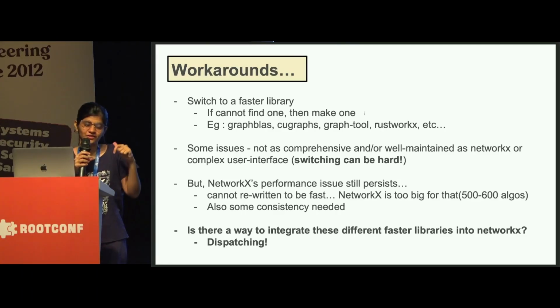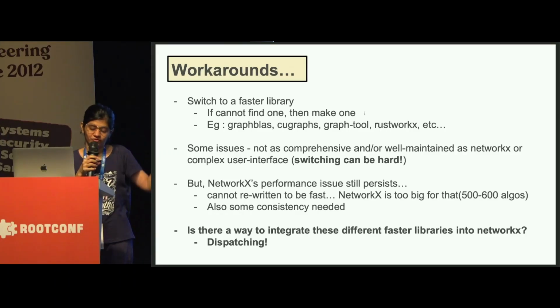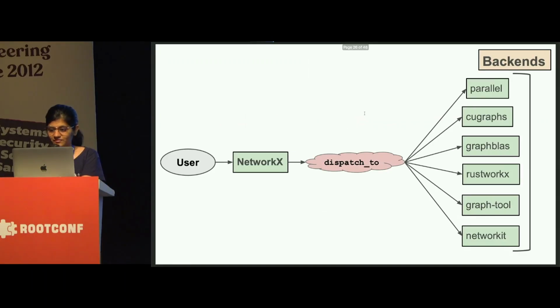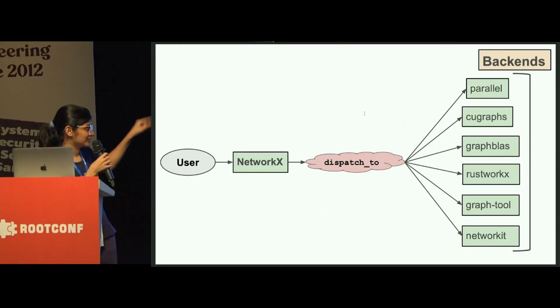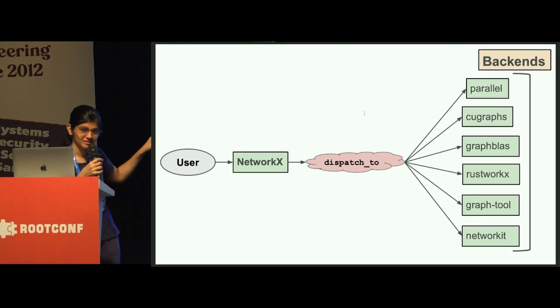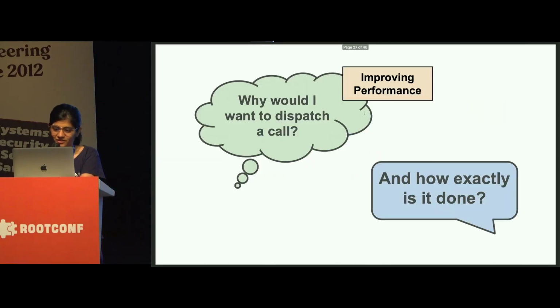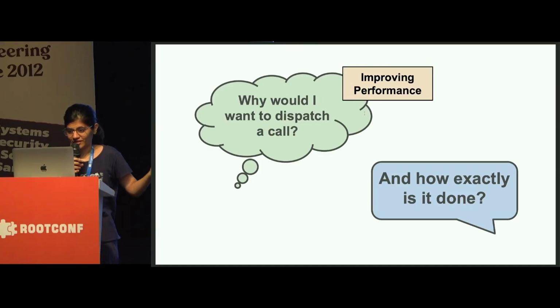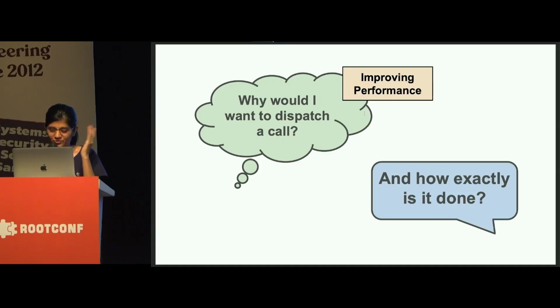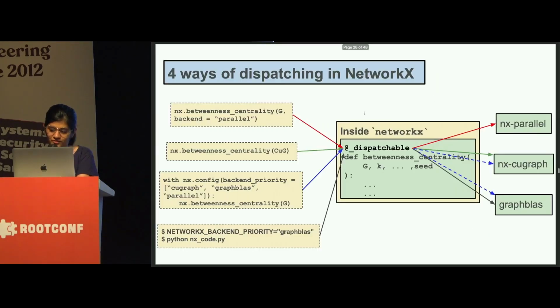So what you do is that you dispatch the function call that NetworkX receives to a different library like cuGraph, which is graph analysis on GPUs. These were small subsets of algorithms that NetworkX had, and then we created a nice ecosystem with this dispatching mechanism. So we know why we do it, for improving the performance.